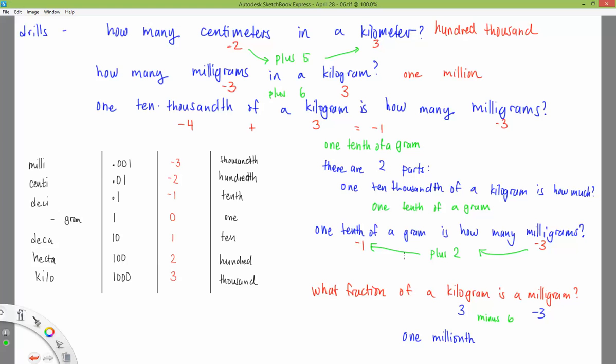Is that okay? It makes sense. It doesn't make sense to me. It doesn't make sense to you? I would want to add a -2 to get to the -3. Okay, and that would be the answer to the question of 1 milligram is how much of a 10th of a gram? It's 1/100th.